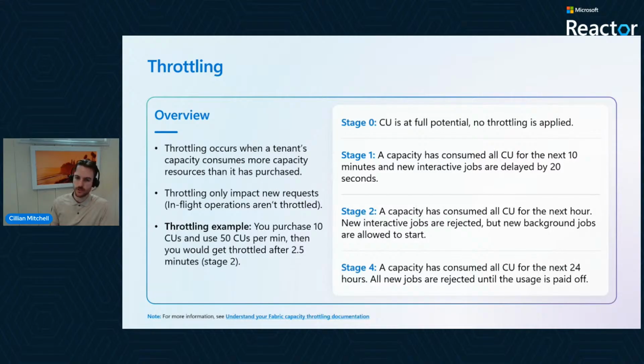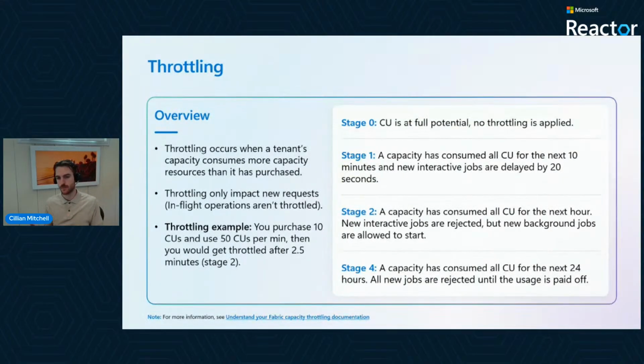Then you get into stage 2. If you use all the CUs for the next hour, those interactive jobs are rejected, but those important background jobs will continue to run. And then if you've used all of your CUs for the next 24 hours, your capacity is frozen until all of that CU is paid off. Stage 4 is pretty rare too, I will call out.